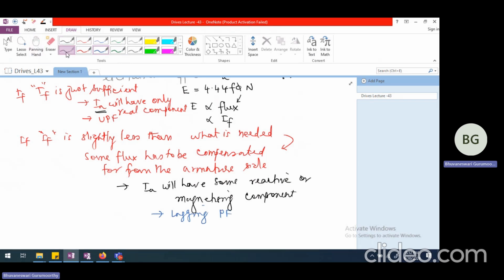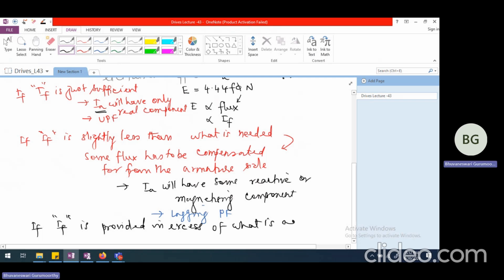On the other hand, if IF is provided in excess, so from the rotor side, what we supply as the magnetizing current or the field current is in excess of what is actually required.